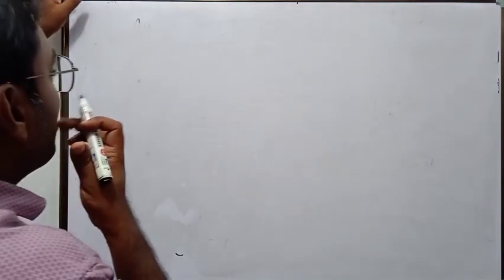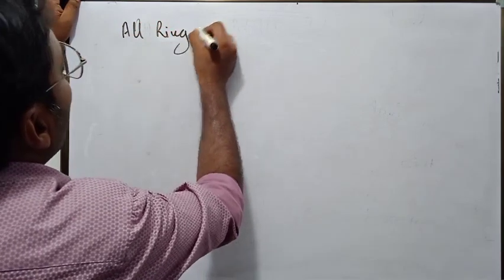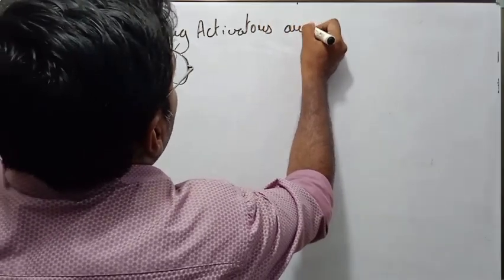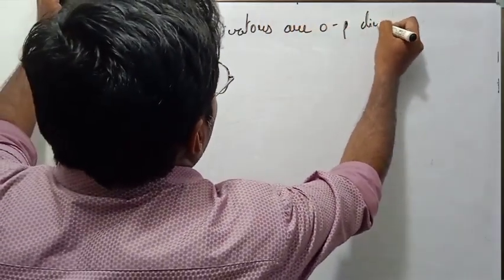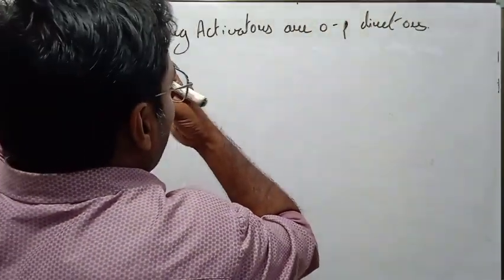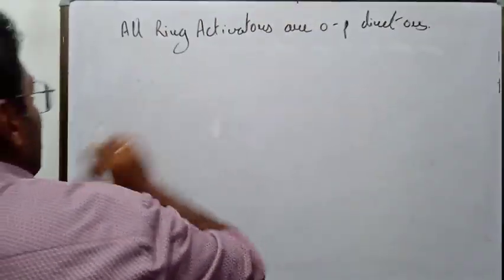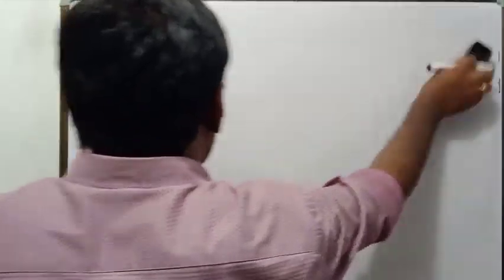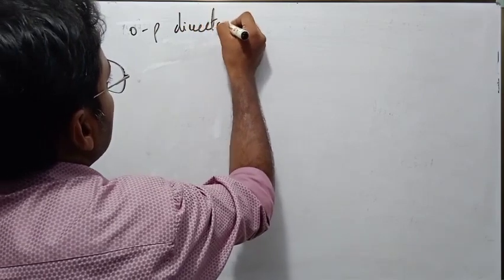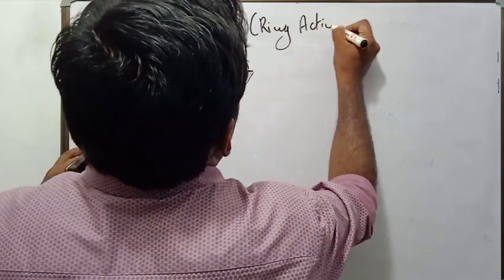So what we have seen here is all ring activators are ortho-para directors. Okay, except, all ortho-para directors are ring activators except your halogens. So we will discuss this. Let us see ortho-para directors and how they are ring activators. We will prove that ortho-para directors are ring activators. Let us prove it.